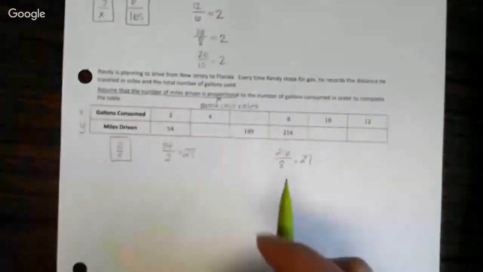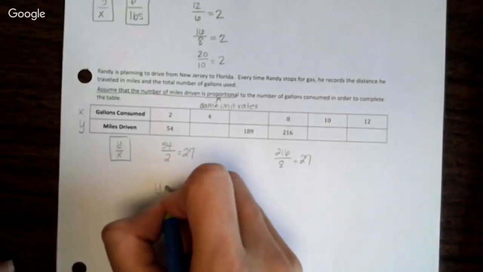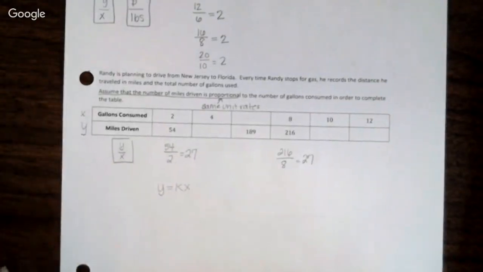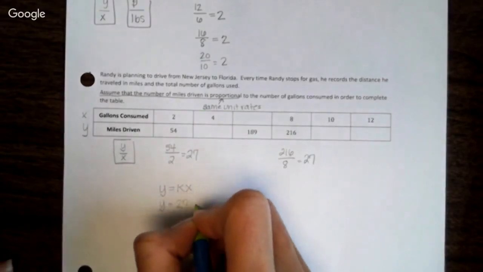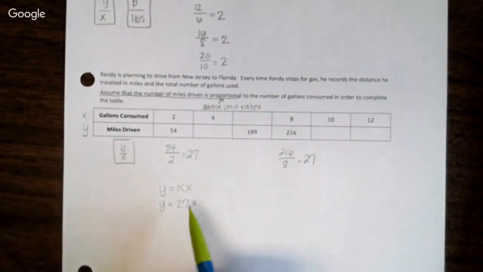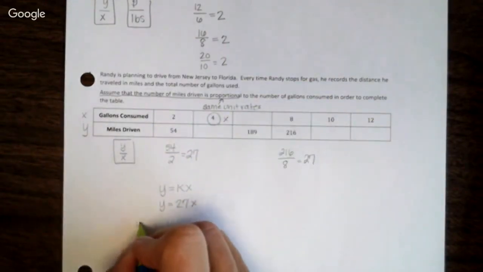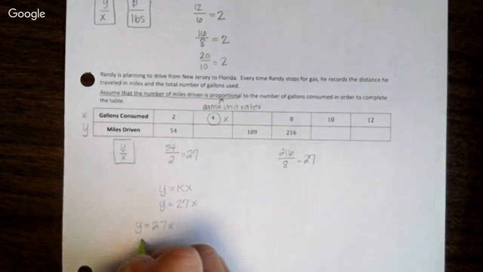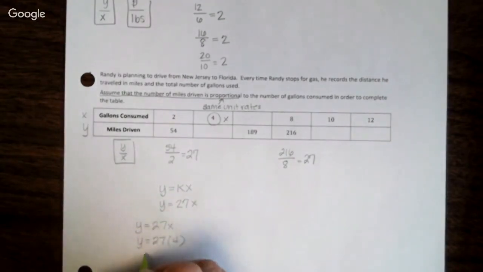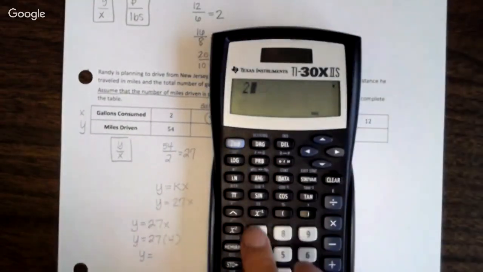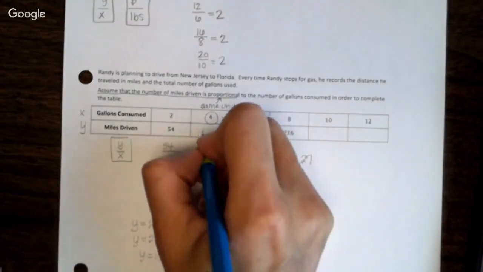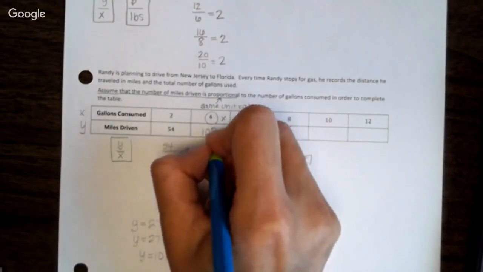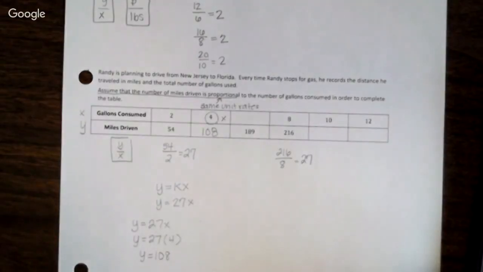So how would you find the rest of them? Well, let's think about this. The unit rate is 27. If I come up with the equation, I'll be able to fill in the rest of the chart. So let's fill in k with 27. So here's my equation that we're going to use. In the first one, this value right here is your x value. So in your equation, y = 27x, I'm going to put 4 in place of x. So I'm going to bring my calculator and multiply 27 times 4. That gives me 108. So at 4 gallons used, you travel 108 miles.